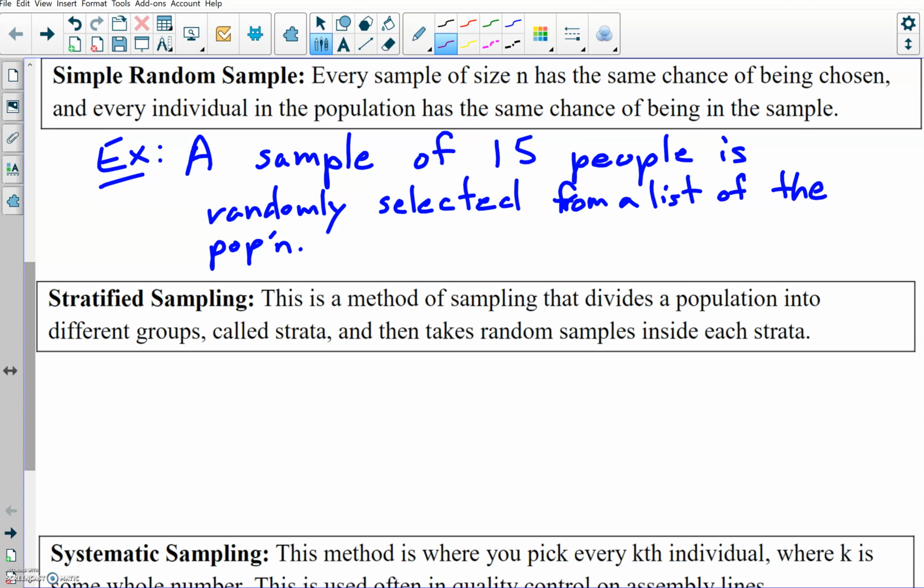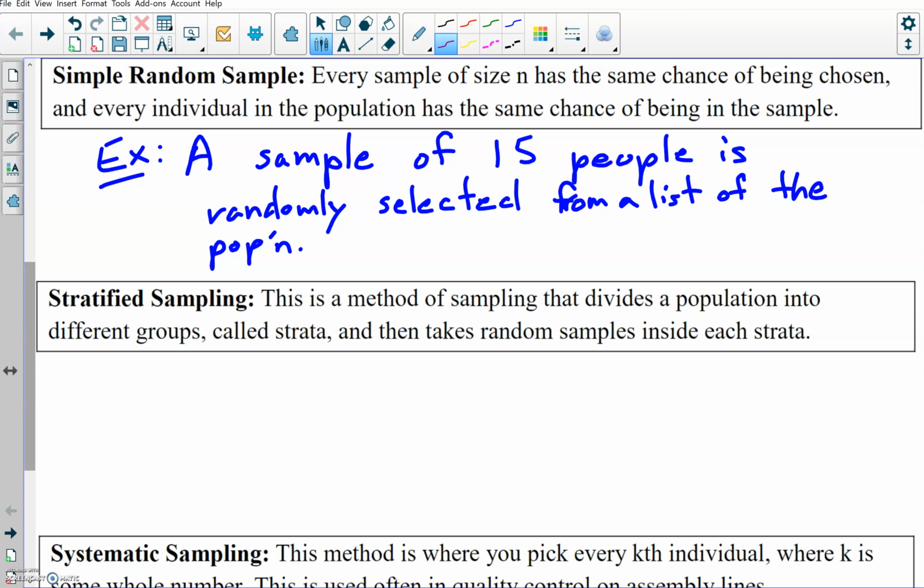Okay, stratified sampling. This is a method of sampling that divides the population into different groups called strata, and then takes a random sample from inside each strata. The way I like to think about it, you break the population into smaller groups, and then you take a little from each group.